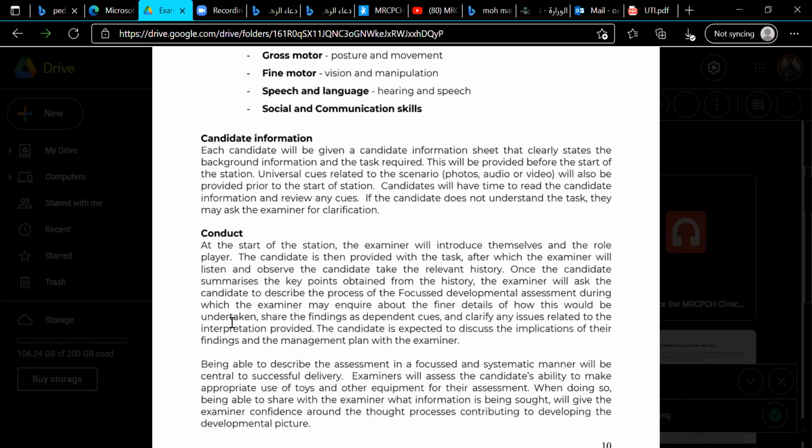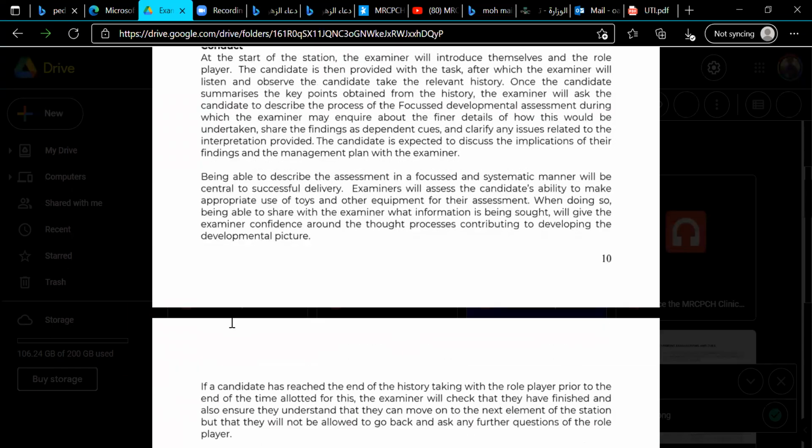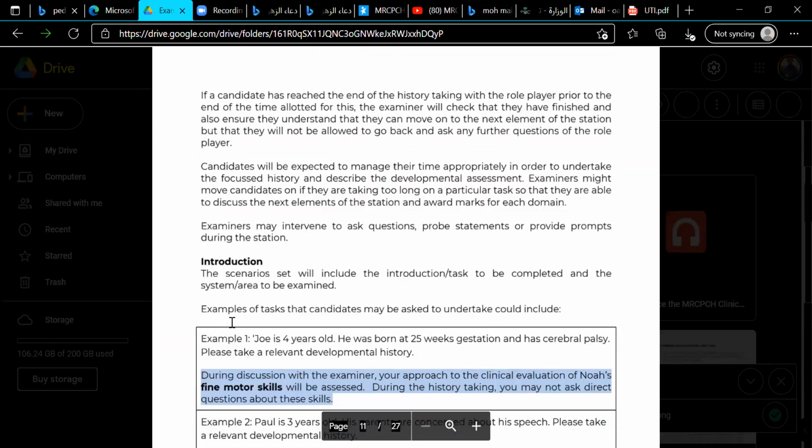So if the candidate has reached the end of the history taking with the role player prior to the end of the time allotted, the examiner will check that they have finished and also ensure they understand that they can move to the next, but they cannot go back to the history. Is this point clear? So if you finish the history earlier than the time, you can proceed to the examination, but you cannot go back to the role player.